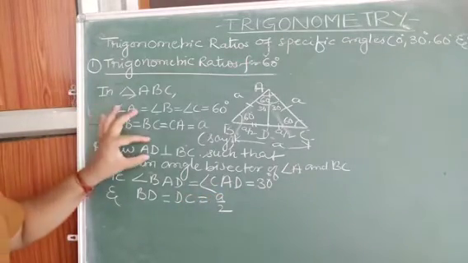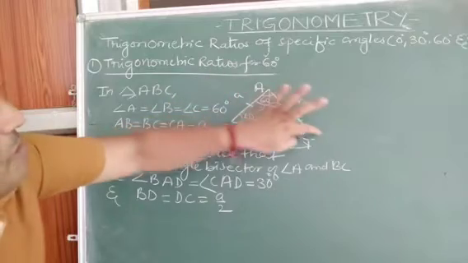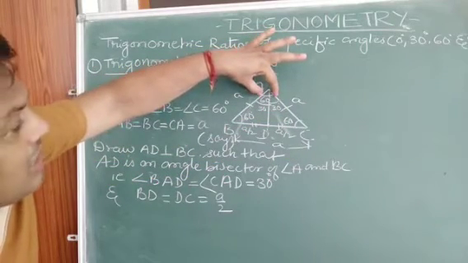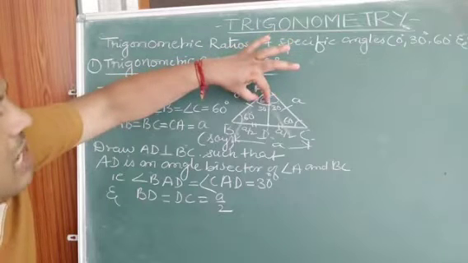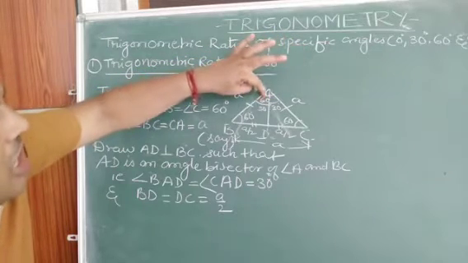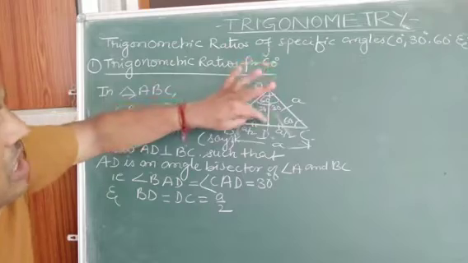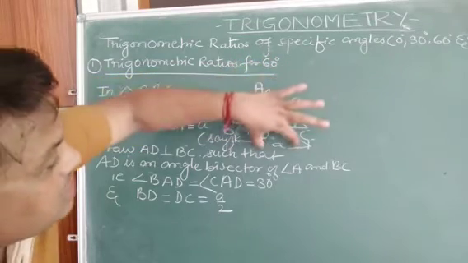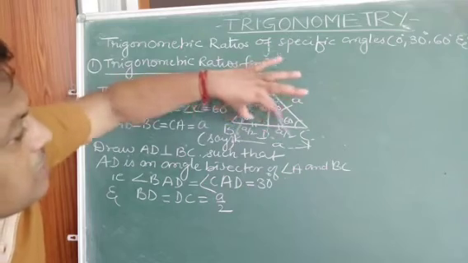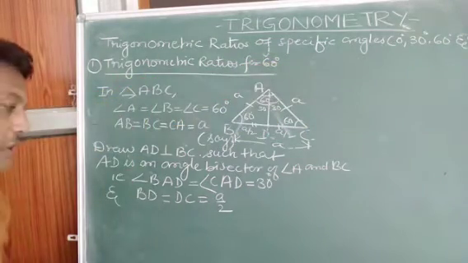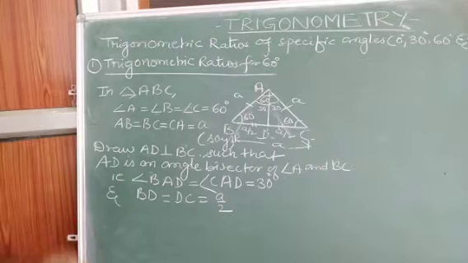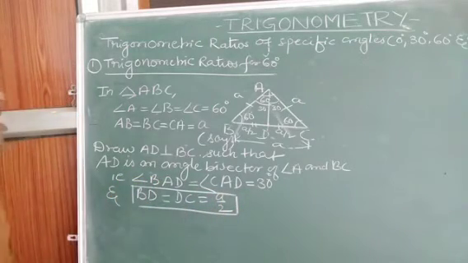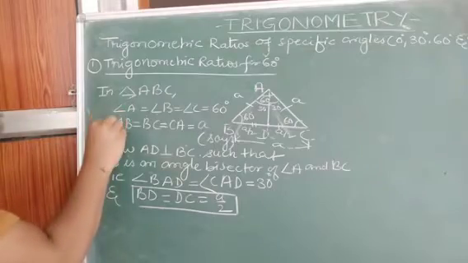We draw AD perpendicular to BC such that AD is bisecting angle A into two equal parts. This angle is equal, and half of it is 30. And AD is also bisecting BC into two equal parts. BC is total a, so this is a by 2, and this is also a by 2, children. After this we have got many things here. This value we have got, and already here it is given.